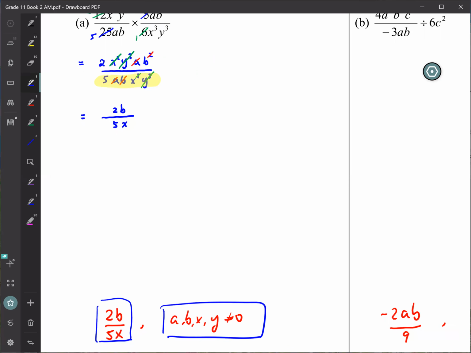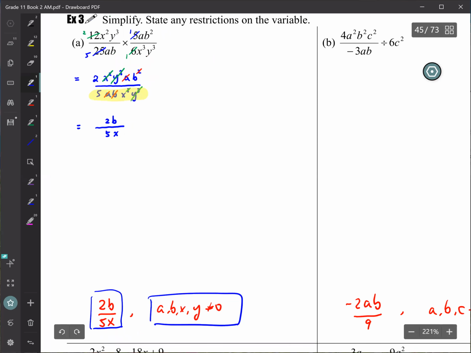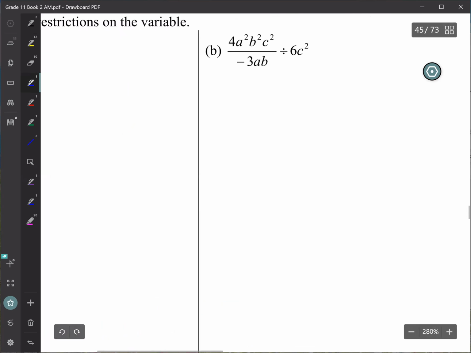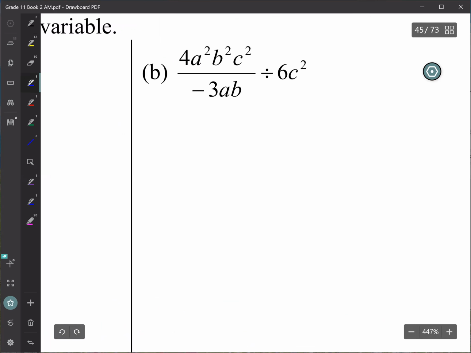Let's move on to B. That takes about 1 minute. For question B, you have a division. Dividing, you need to make it the reciprocal. So I'm going to rewrite it first. Factor for this one. So it'll be 3ab times 6c squared. This is like 6c squared over 1, so you flip it, it'll be 1 over 6 times c squared.